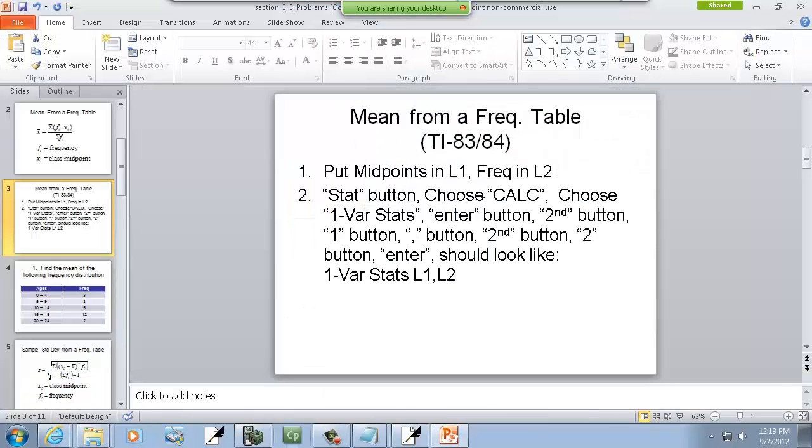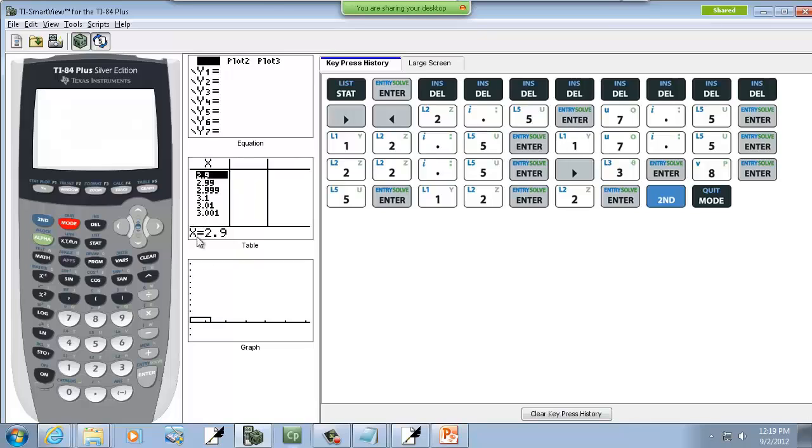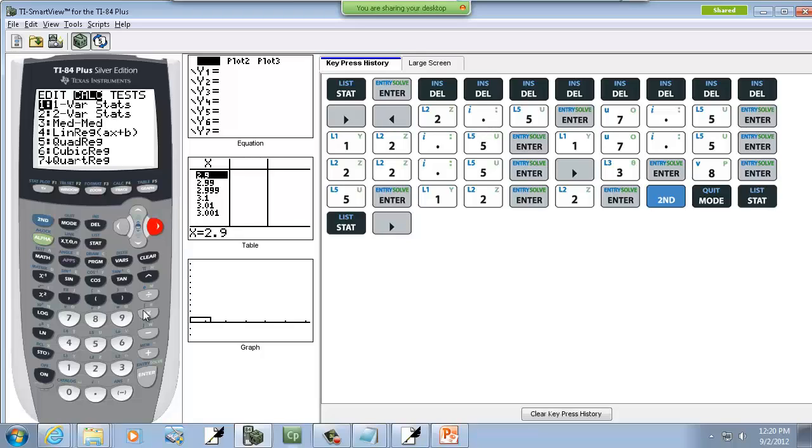Then it says do stat button, choose calc, choose one of our stats, and well, you can read those. So I'll press stat. Okay, my calc is just going real slow. Press my stat button, press right arrow to calc. We want to choose one of our stats, so press enter on it. And we want to put in L1, comma L2.